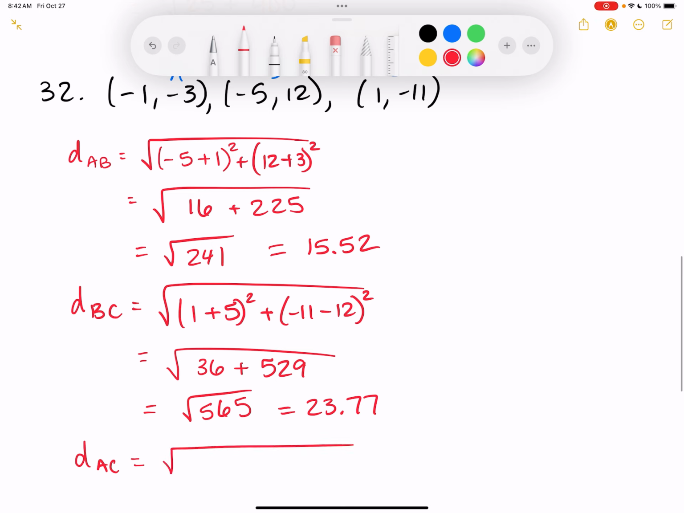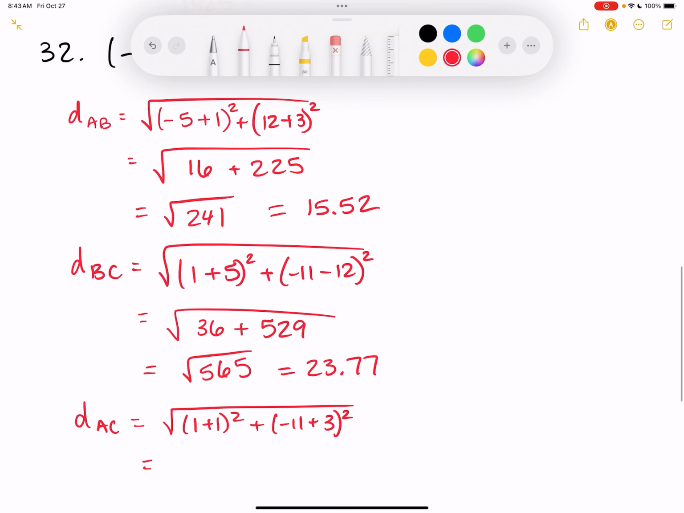And then the last one, the distance between A and C. Square root of 1 minus negative, so +1 squared, plus -11 minus negative, so +3 squared. So that's the square root of 2 squared, so 4, plus -8 squared, 64. So that's the square root of 68.